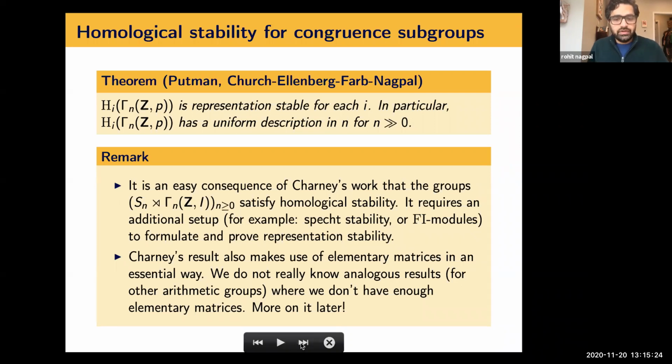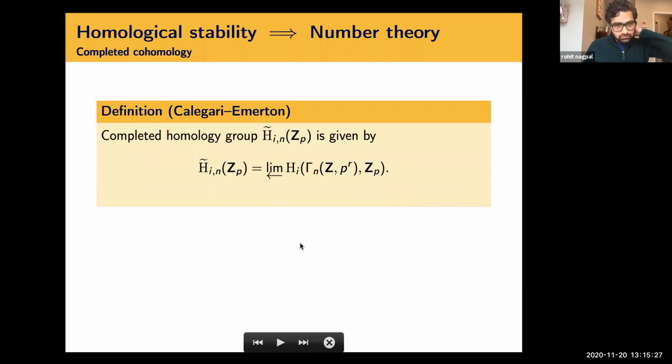So let's see some applications. Here is an application that I want to talk about. This is an application to completed cohomology, or completed homology. I've said completed cohomology in the title, but I've defined completed homology here. What you can do is take these towers of congruence subgroups of increasing level, p^r. This is a decreasing sequence of groups, right? And you can take its homology and take an inverse limit. This inverse limit is called completed homology.